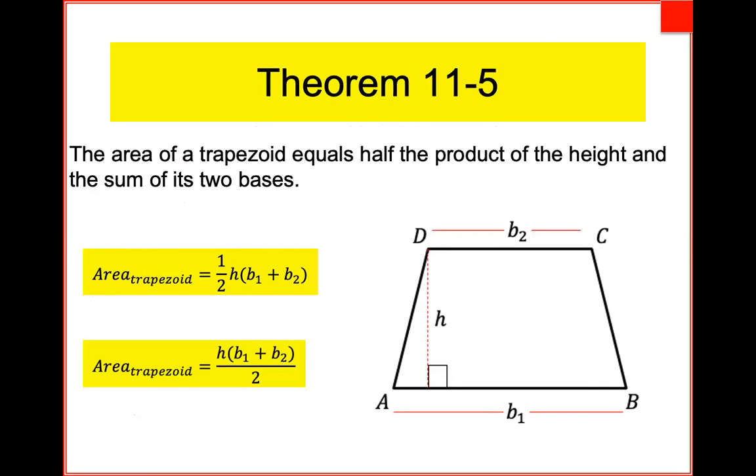So the more calculator-friendly formula is, because we don't want to spend the time typing in a half, as we do the height times, remember on a graphing calculator, you've got to use those parentheses, base 1 plus base 2, close your parentheses, and then divide by 2. So typing that into the graphing calculator: h, open parentheses, base 1 plus base 2, close the parentheses, divided by 2. These are both the same formulas. They're just, one is calculator friendly, one is less calculator friendly.